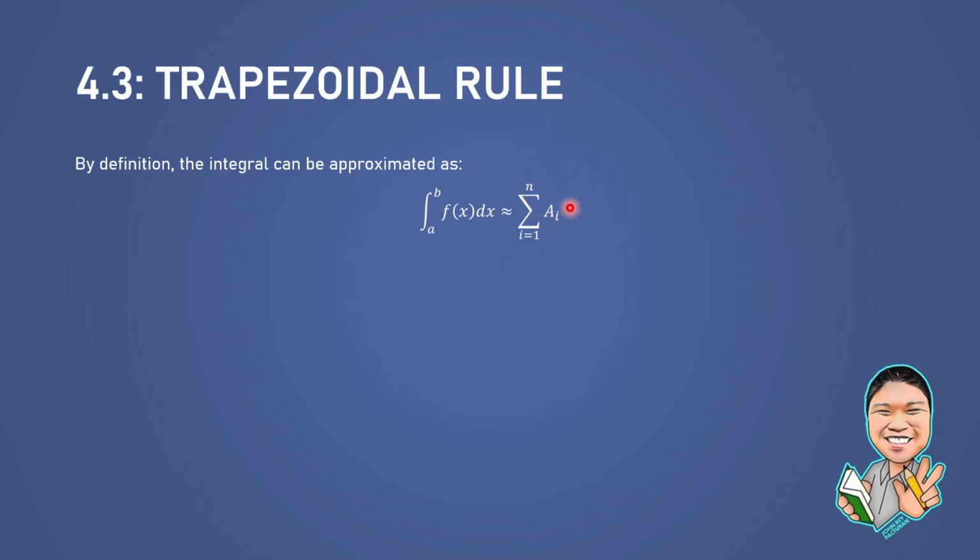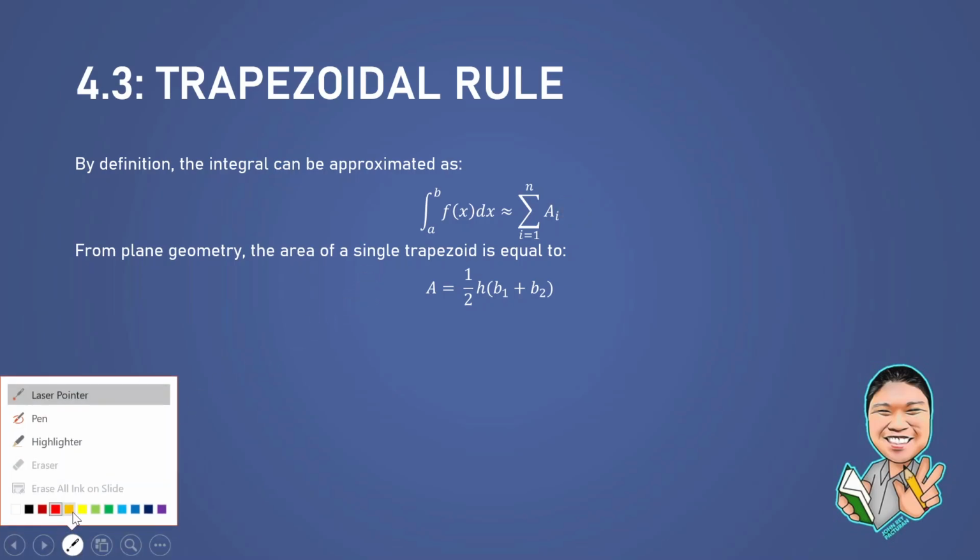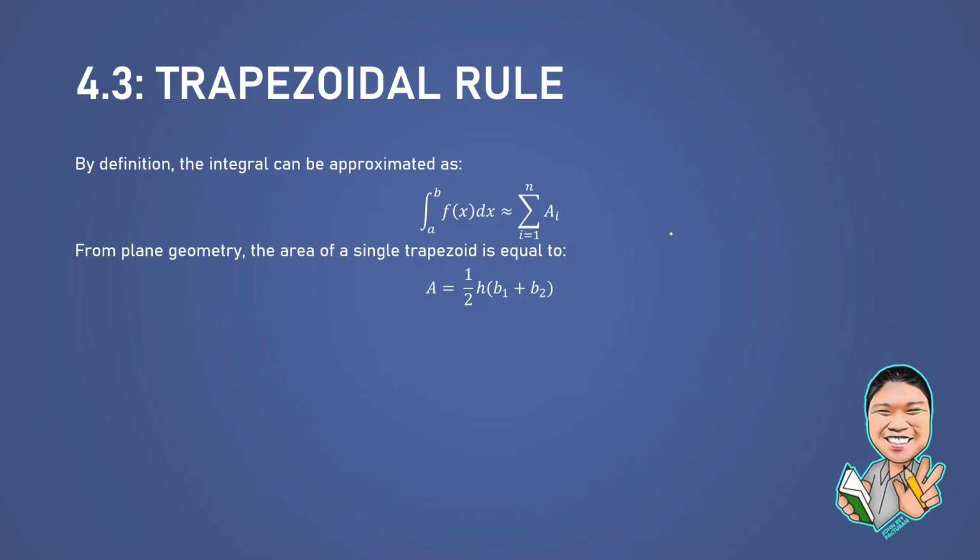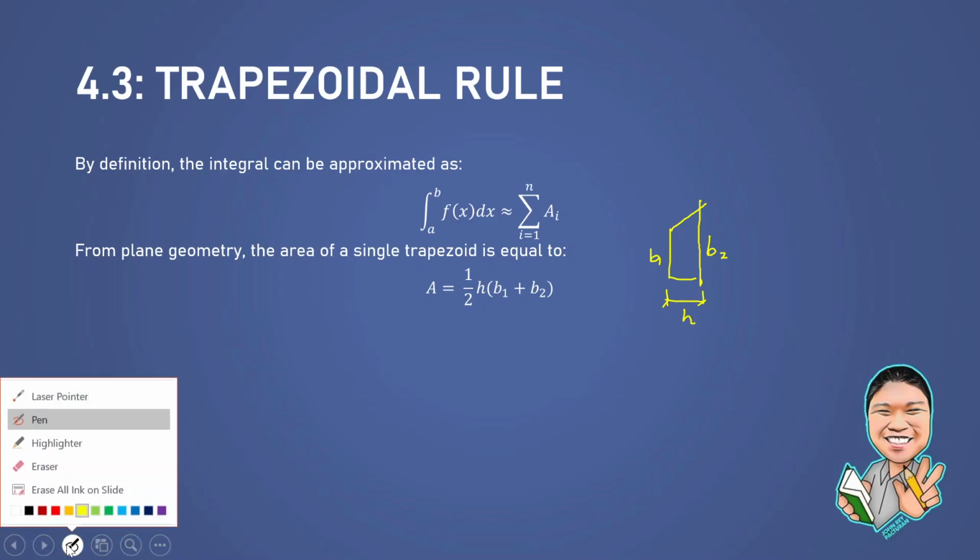Ganun lang kasimple. So, from plane geometry, alam natin na yung area of trapezoid naman class, di ba? Kung babalikan mo sa geometry nyo, ang area is simply 1/2 ng height times base sub 1 plus base sub 2. So, halimbawa, ito yung strip natin. Ito yung base sub 1, ito yung base sub 2, tapos ito yung height. Kaya ito yung formula ng area of the trapezoid.